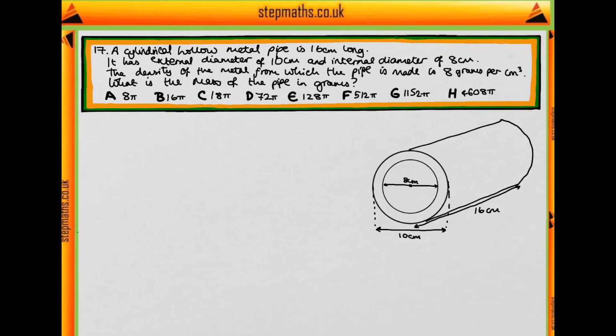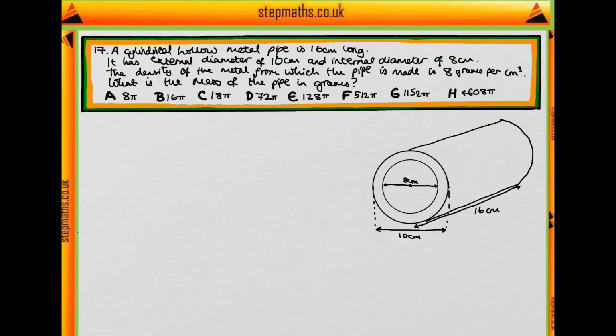This is question 17 of section 1 of Natural Sciences Admissions Assessment past paper 2017. And in this question we have a cylindrical hollow metal pipe as shown here, which is 16 centimetres in length, and it has external diameter 10 centimetres and internal diameter 8 centimetres.